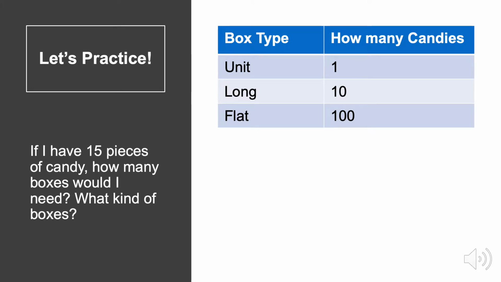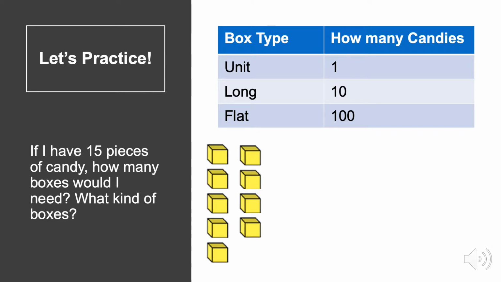Let's practice this idea of using base 10 blocks with our place values. If I have 15 pieces of candy, how many boxes would I need, and what kind of boxes? Let's start by counting out our 15 candies. 1, 2, 3, 4, 5, 6, 7, 8, 9, 10, 11, 12, 13, 14, and 15.